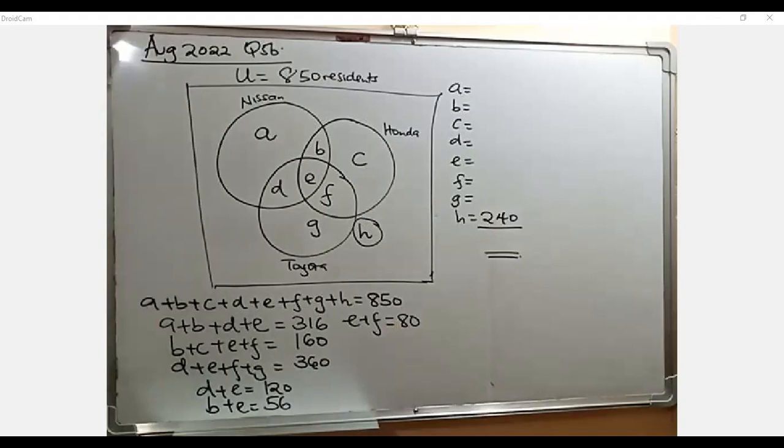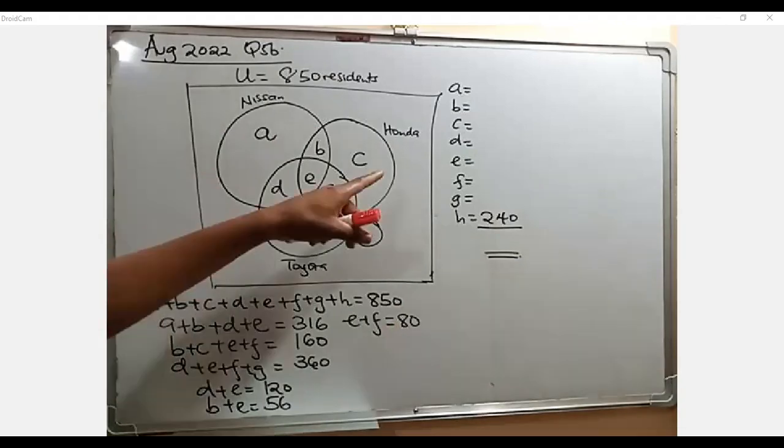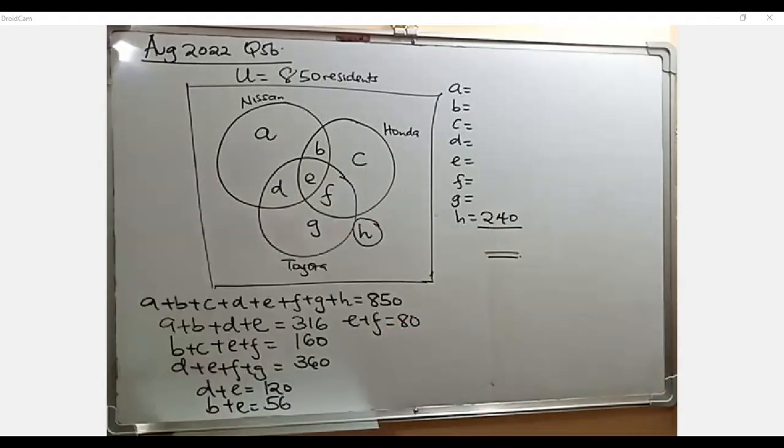Because the resident did not participate in any, it means does not own any. H does not participate, so does not own. Now, in this case, we just need to be simplifying our equations here. We can start with the first equation, because we want to simplify it.